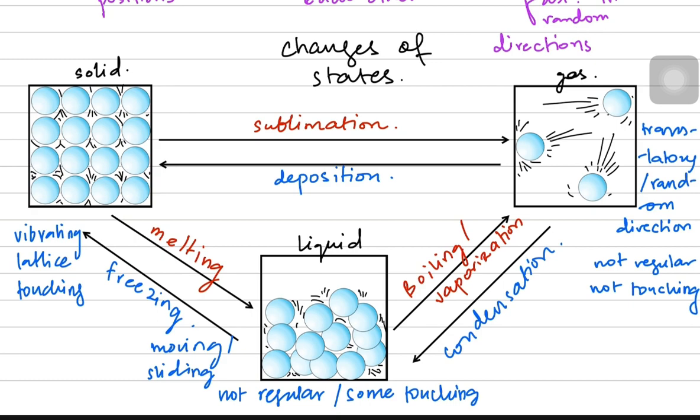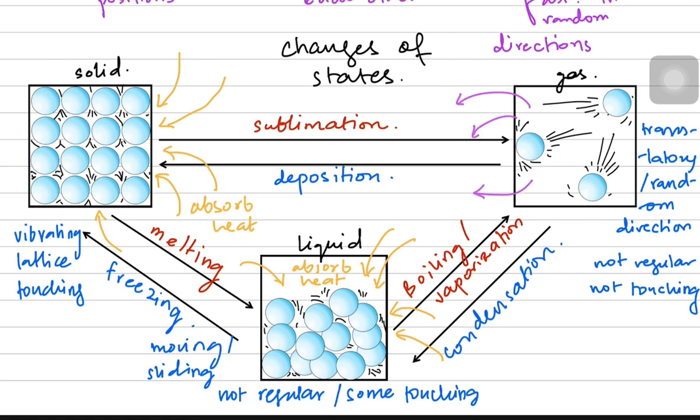So this is how you explain these kinds of changes based on touching and arrangement. From solid to liquid, particles have to absorb heat energy so that they can overcome their attractive forces and break free from them. From liquid to gas, it's the same idea: particles absorb heat energy. Once they absorb heat energy, they overcome the attractive forces between them.